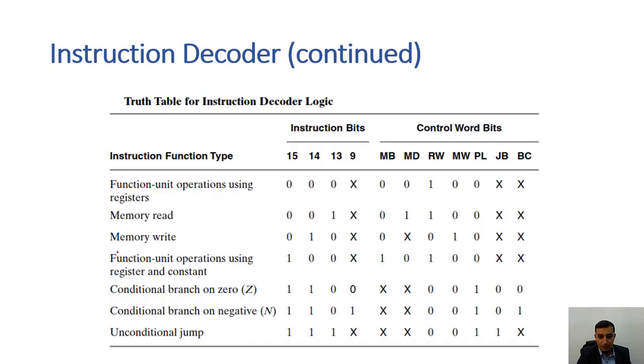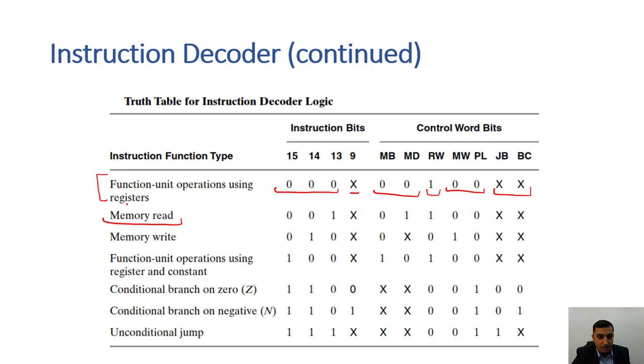Okay, so if you look over here, these are the operations that we are going to talk about. Function unit operations using registers: we are going to have the instruction bits, all of these are zeros, and this one is a don't care, and JBC and BC are don't cares. And PL, MW are equal to 0, RW is equal to 1, MD and MB are equal to 0. These are the types of instructions.